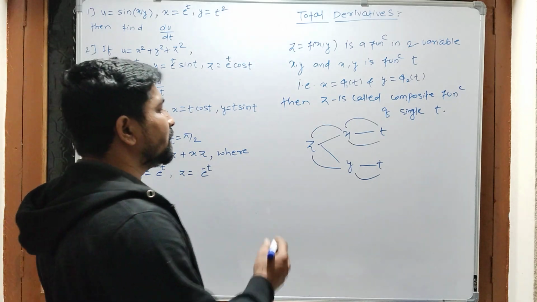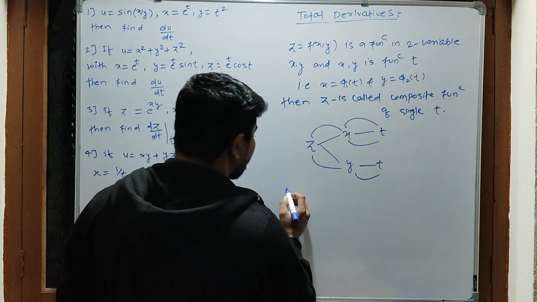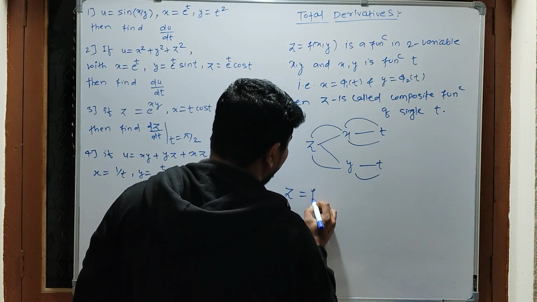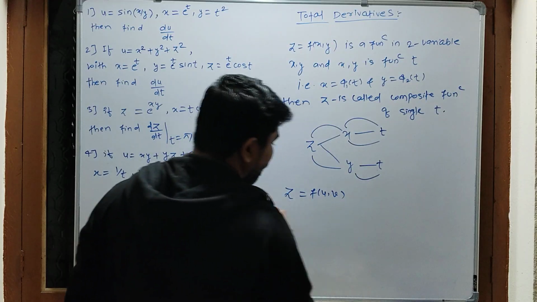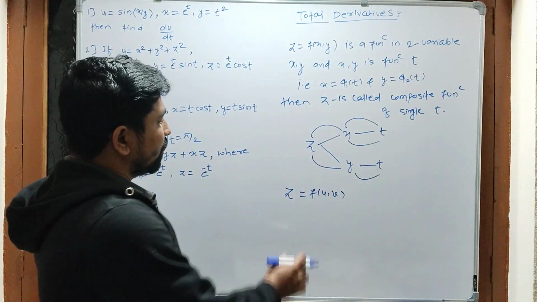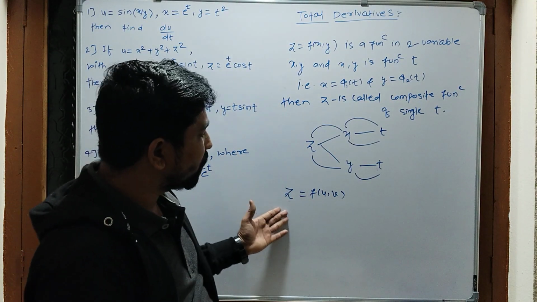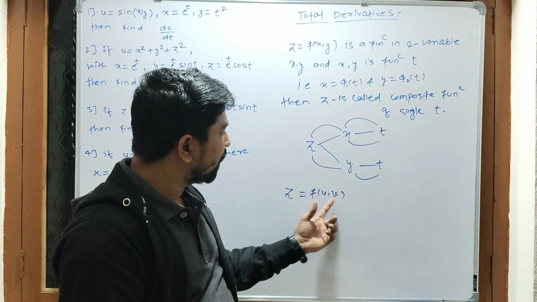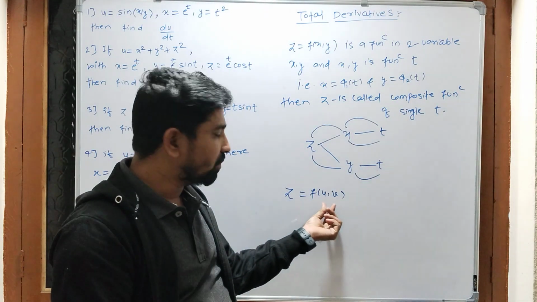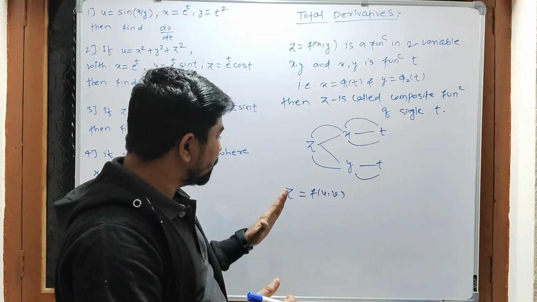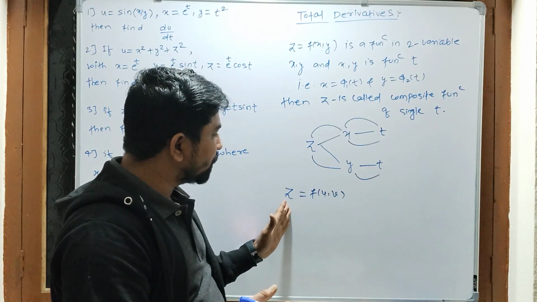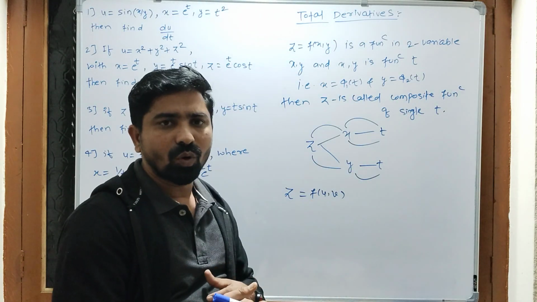Now, sometimes I will define another function. Let's say z is a function f of u comma v. Just observe this function: z is my output, f is my function, and u comma v work as an input for this function. So z is the dependent variable which depends on these two independent variables u comma v.